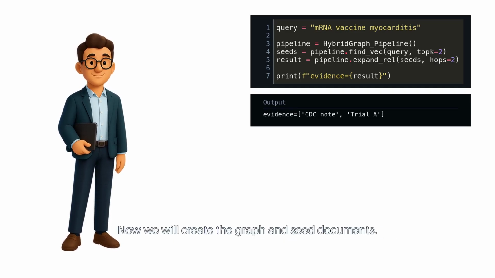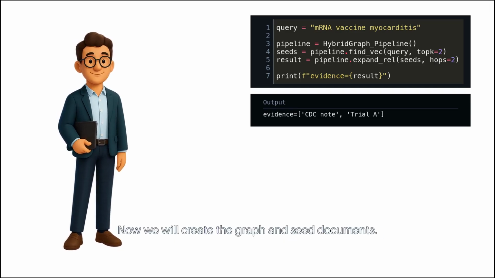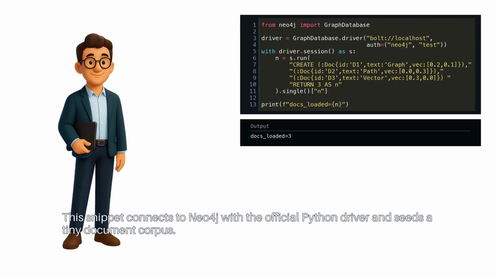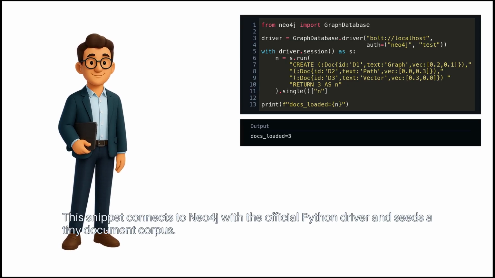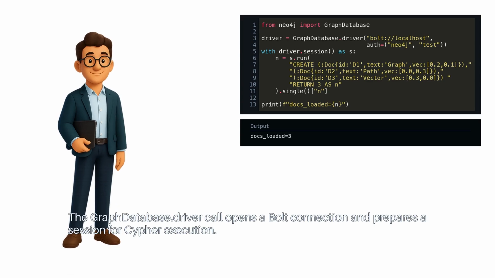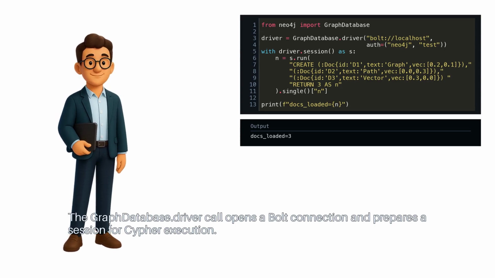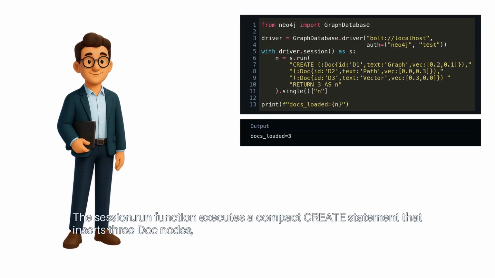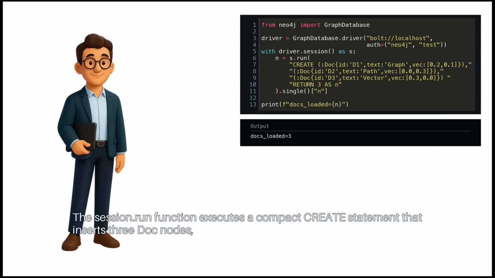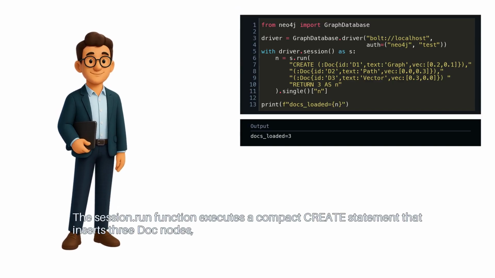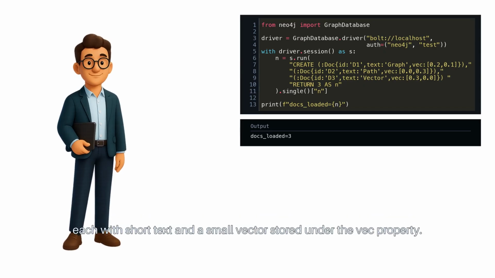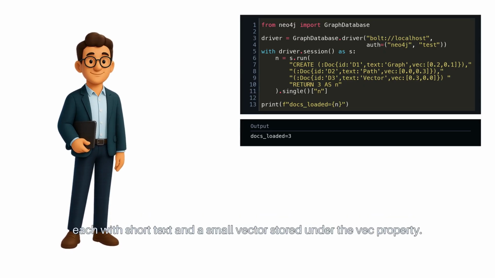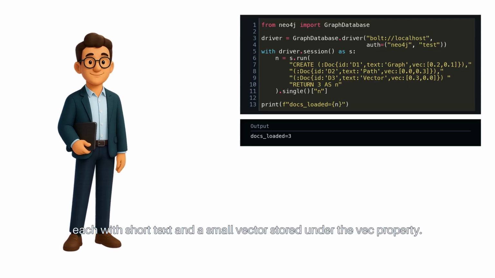Now, we will create the graph and seed documents. This snippet connects to Neo4j with the official Python driver and seeds a tiny document corpus. The graph database driver call opens a bolt connection and prepares a session for Cypher execution. The session.run function executes a compact create statement that inserts 3 doc nodes, each with short text and a small vector stored under the vec property.